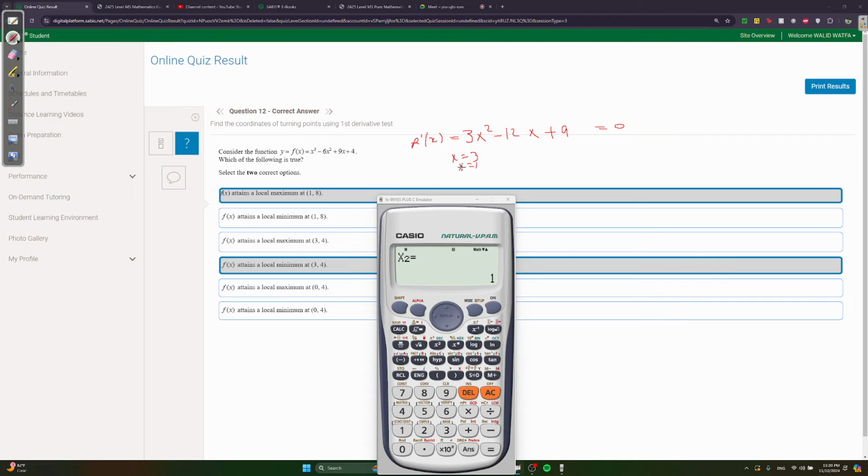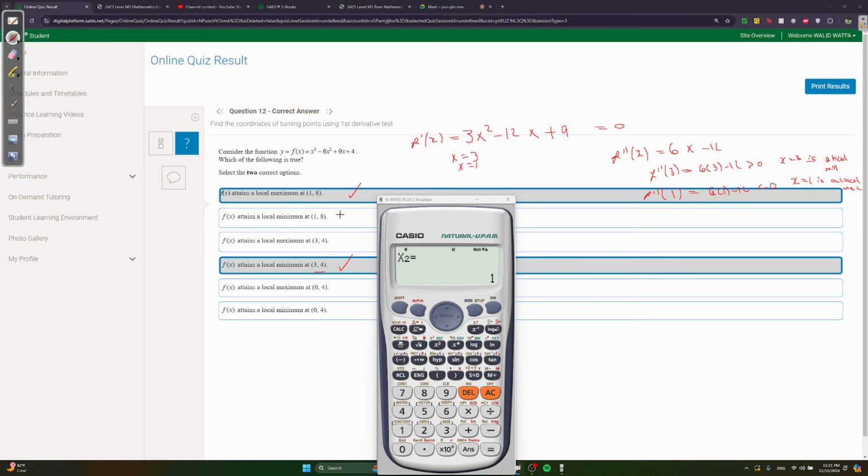Let's see. We need to know if it's a minimum or maximum. So let's find f prime prime of x, which is equal to 2 times 3, 6x minus 12. At 3, it's positive, so x equals 3 is a local minimum. f prime prime of 1 is equal to 6 times 1 minus 12, which is negative, so x equals 1 is a local max. Okay, so it's a minimum at x equals 3 and maximum at x equals 1.